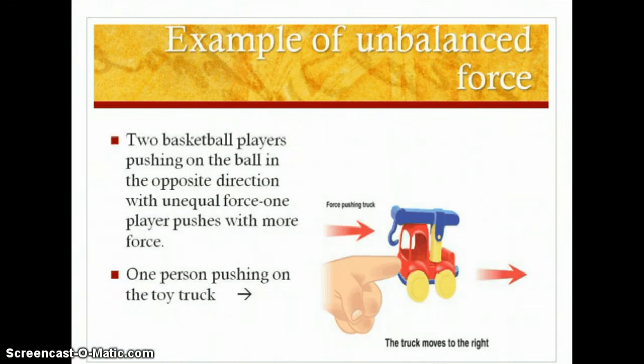Some examples of unbalanced forces are going to be two basketball players pushing on the ball in the opposite direction with unequal force. So again, in that situation, if one player is trying to put the ball in the hoop and the other player is trying to block him, if one of those players is stronger than the other or just using more force than the other, then that ball is going to go in the direction, or the opposite direction of whoever's pushing with the most force.